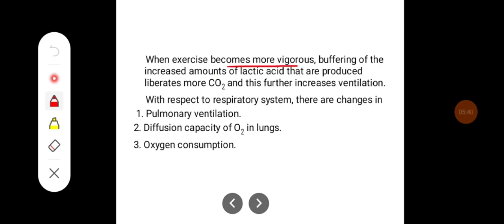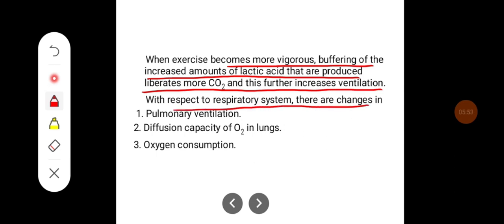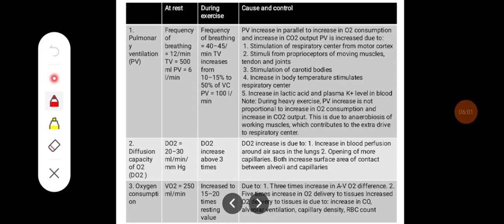When exercise becomes more vigorous, buffering of the increased amount of lactic acid that is produced liberates more carbon dioxide, and this further increases ventilation. With respect to the respiratory system, there are changes in pulmonary ventilation, diffusion capacity of oxygen in the lungs, and oxygen consumption. This is given in tabular form, where the pulmonary ventilation at rest is around 6 liters per minute, whereas it increases to 100 liters per minute, maybe 10 to 15 times.